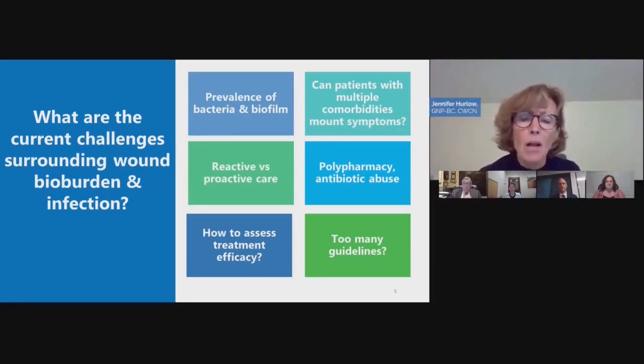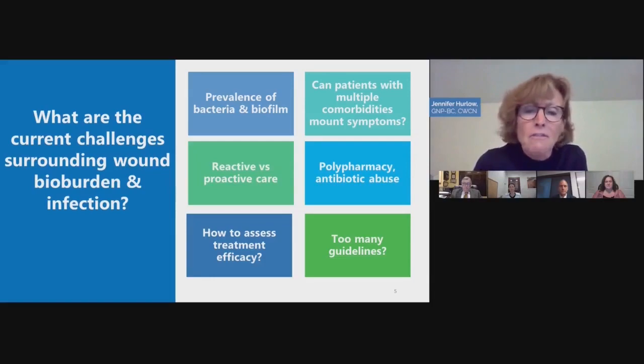Also related to polypharmacy and antibiotic abuse, antibiotics are really the only pharmaceutical category that loses efficacy with repeated use. And it has been found that in wound care, the 3 top reasons that wound providers prescribe antibiotics are: number 1, clinician fear of bad outcome; number 2, patient demands; and number 3, uncertainty about whether antibiotics are needed. Clearly, these are not good reasons for prescribing an antibiotic.